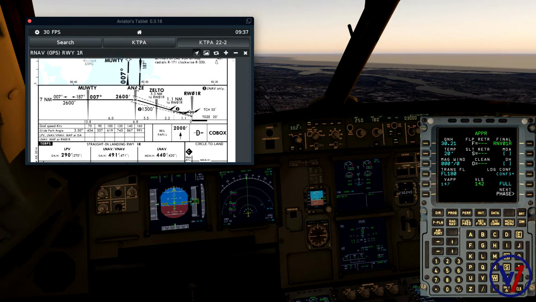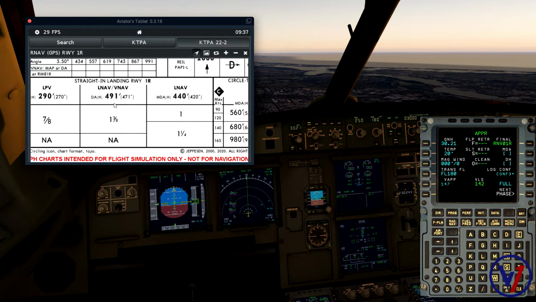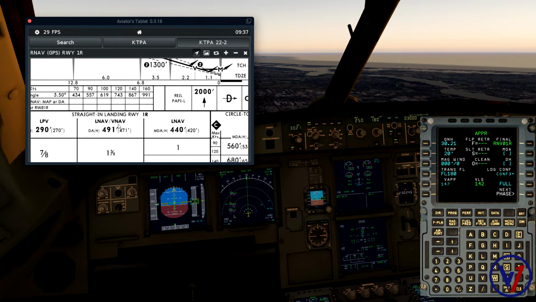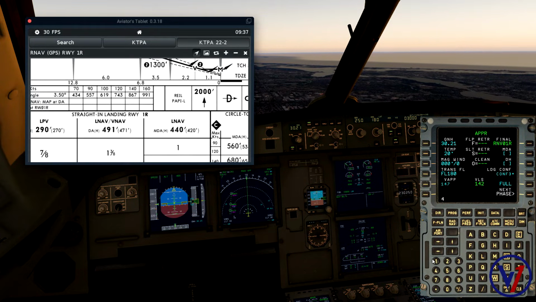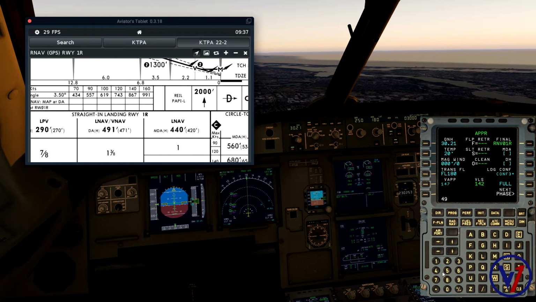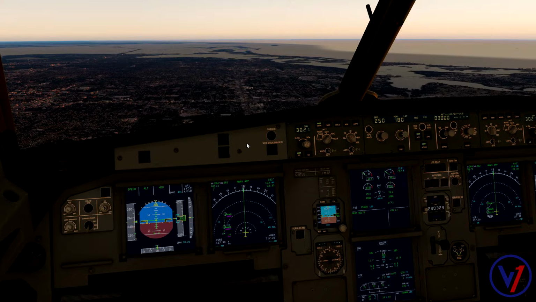Now, if we look here at our minimums box, again, we are going to conduct LNAV, VNAV. We are FMGC capable to compute our glide path, so we know we can do vertical navigation. DA is 491 feet, so we're going to place that in the MCDU. Alright, with our MCDU programmed, now we're going to continue to fly this approach.